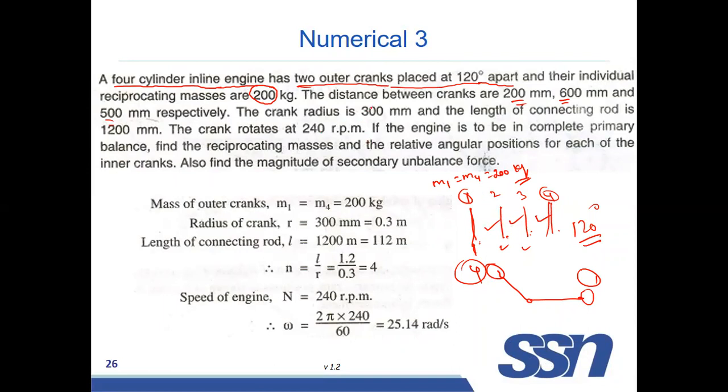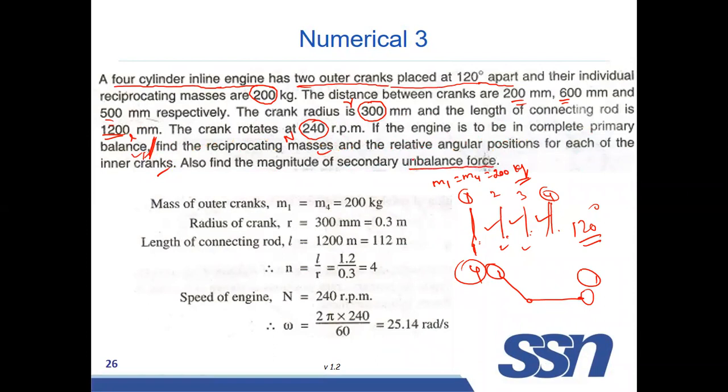The crank radius is 300 millimeter. All cranks are having 300 millimeter radius. That is, R is equal to 300, and the length of the connecting rod L is equal to 1200 millimeter. The crank rotates at 240 rpm. N is equal to 240 rpm. If the engine is to be completely primary balanced, the primary force is completely balanced and primary couple is also balanced. Find the reciprocating masses and relative angular position for each of the inner cranks. And also find the magnitude of secondary unbalanced force.